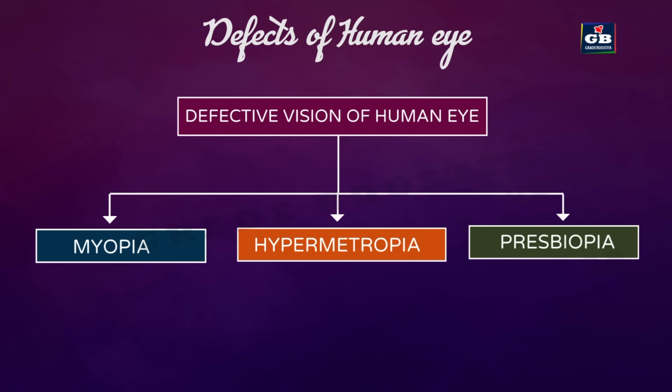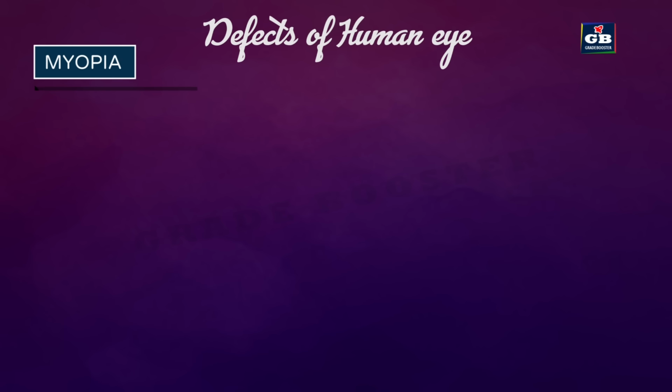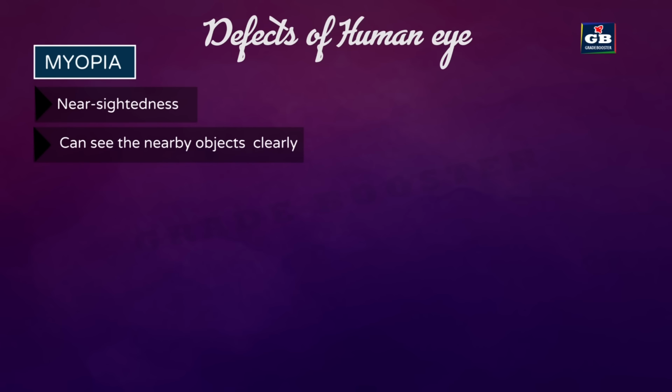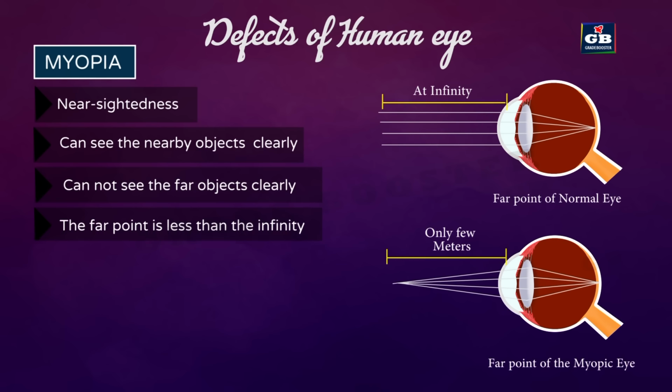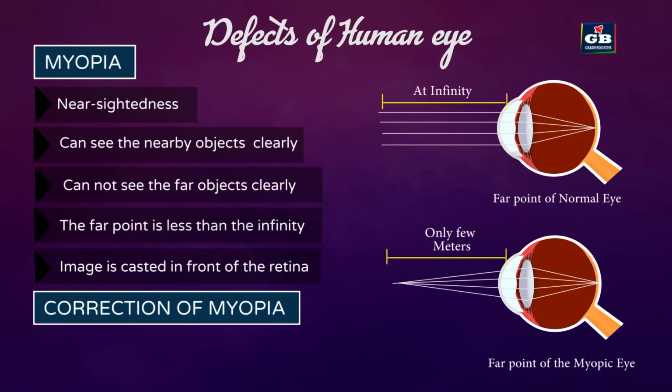Presbyopia. Let's see myopia. This defect of the eye is called nearsightedness. Persons with this defect can see the nearby objects clearly but cannot see the far objects clearly. We learned that the normal far point of the human eye is infinity, but for myopic persons, the far point is less than infinity. That is, in myopic persons, the far point will be only a few meters. If any object is beyond that limit, they will not be able to see it clearly. Such a condition is called myopia. Myopia means not being able to see the far objects clearly.